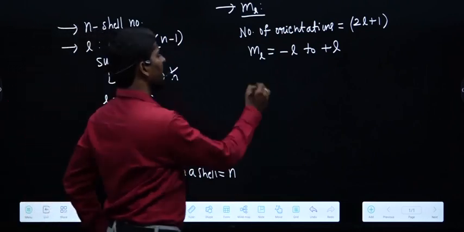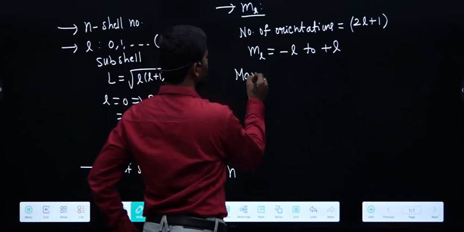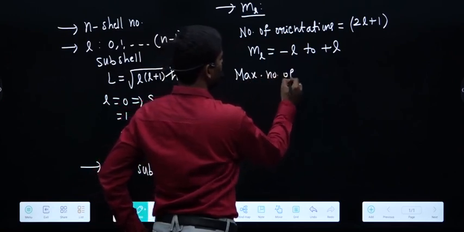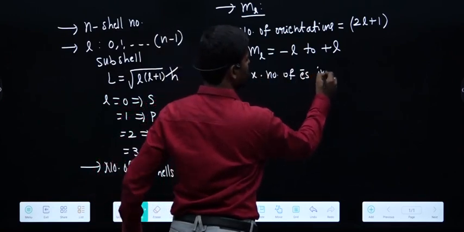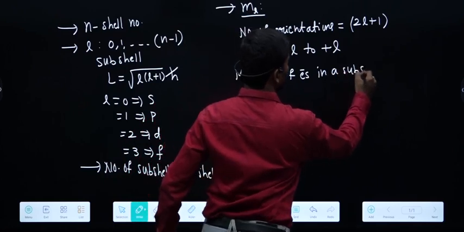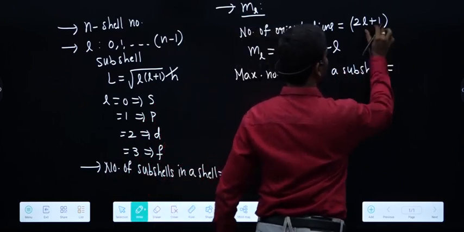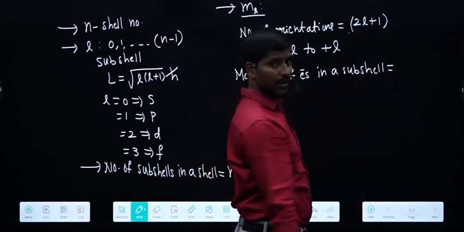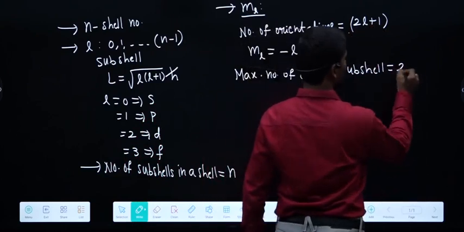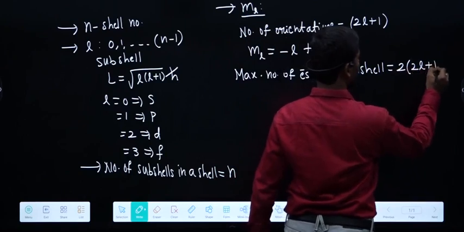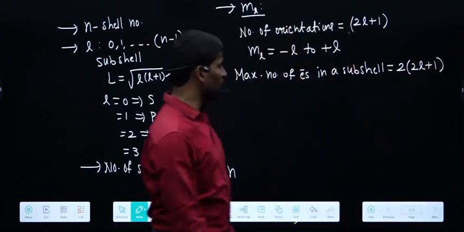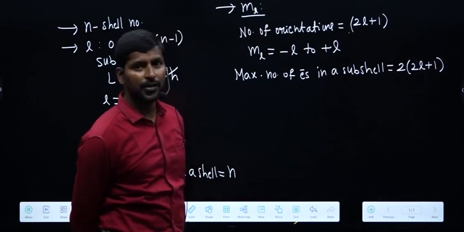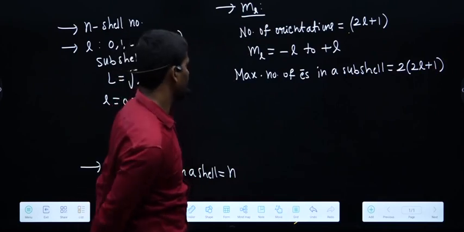Now, what is the maximum number of electrons in a subshell? Each orbital carries a maximum of 2 electrons. The number of orbitals is 2l plus 1. So each orbital carries a maximum of 2 electrons. Therefore, the maximum number of electrons in a subshell is 2 into 2l plus 1.